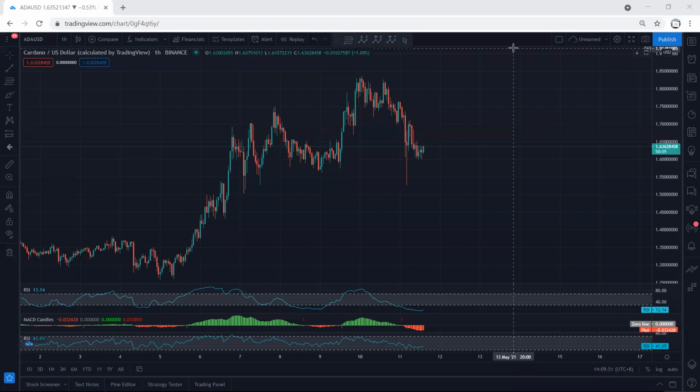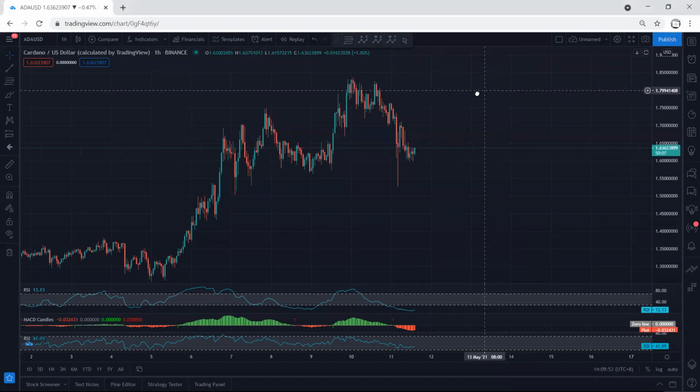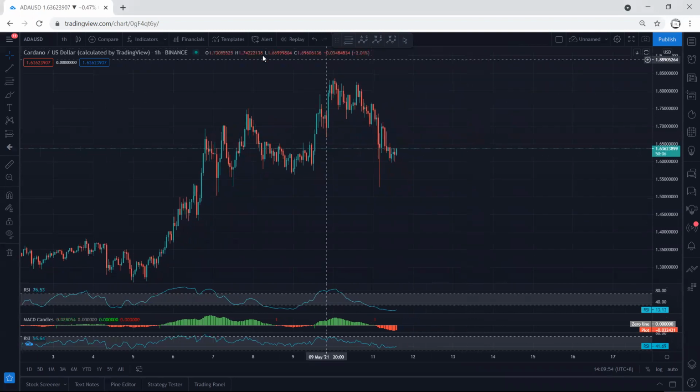ADA, we start with the 1 hour chart. First of all, if we refer to our analysis in my last video, when we got this down move and the price reversed, when the price was exactly somewhere around here, we mentioned we cannot look for buy. Let the price drop, and this is exactly what we get.